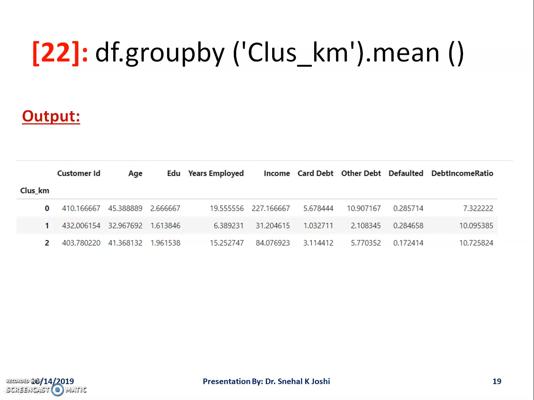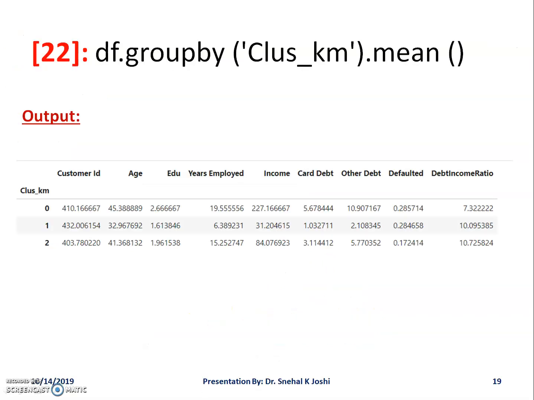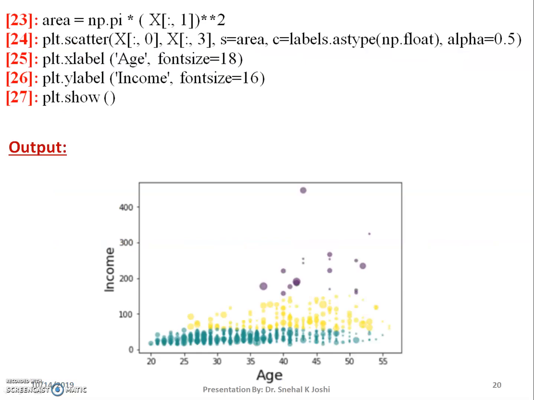Okay, now finally we plot the clusters using a scatter plot. The data distribution is plotted using a scatter plot for the age and income attributes of the dataset, as shown in code lines number 23 to 26 over here. Using the show function, we display the plot. You can see the scatter plot, which is very much visible, against age on the x-axis and income on the y-axis.